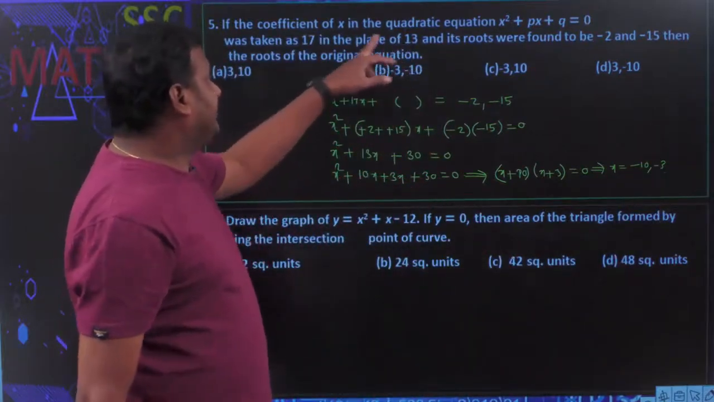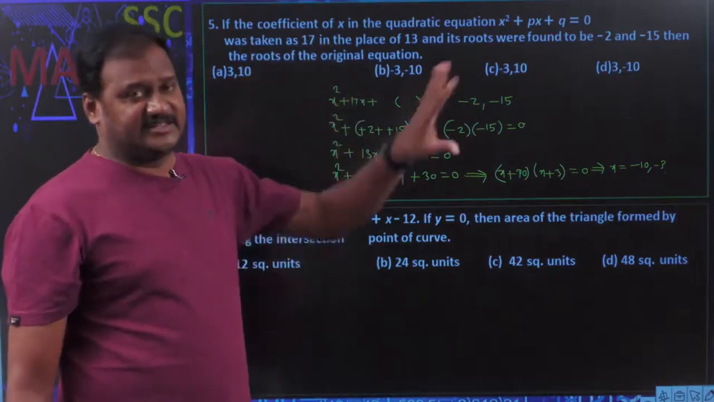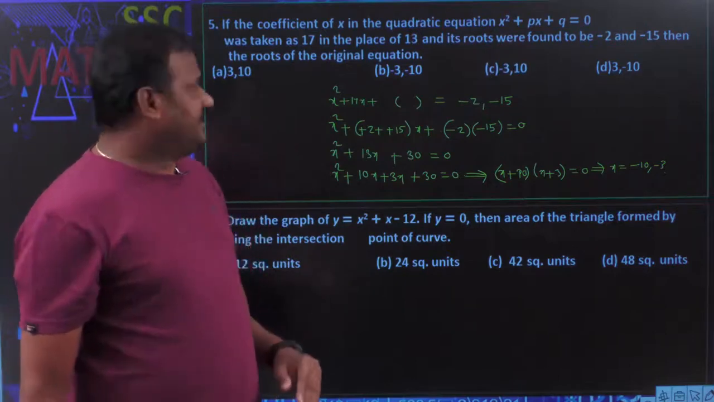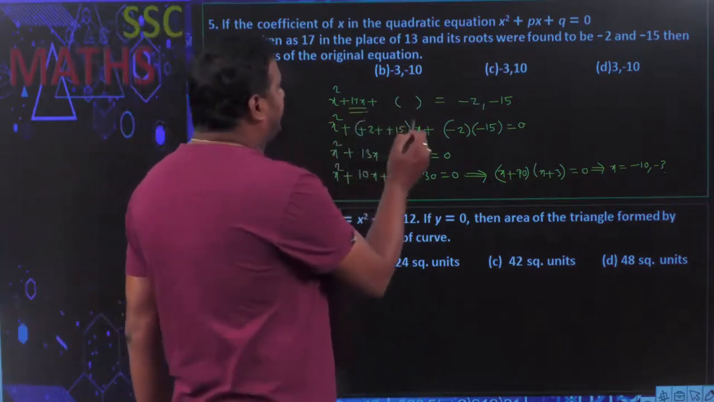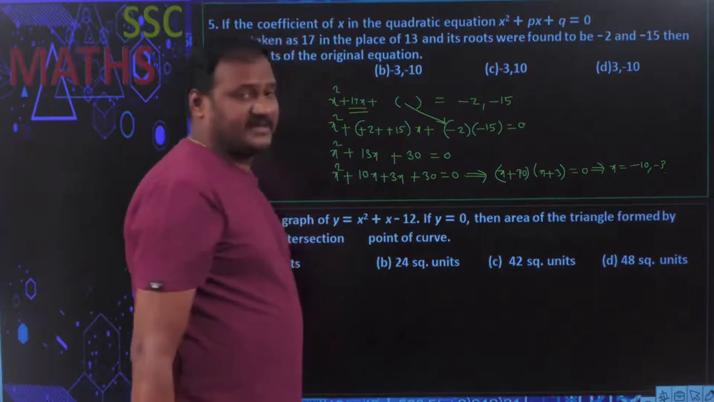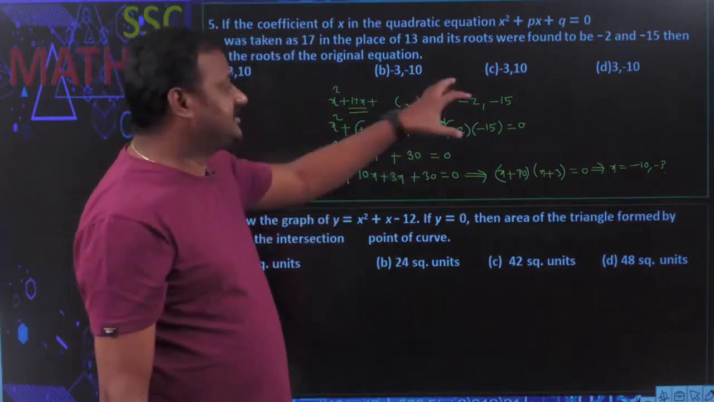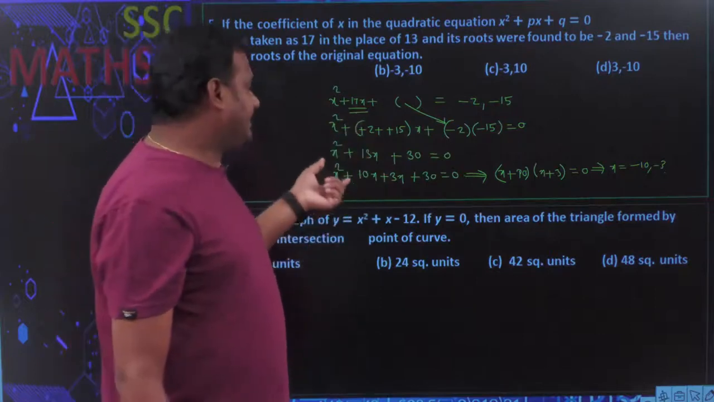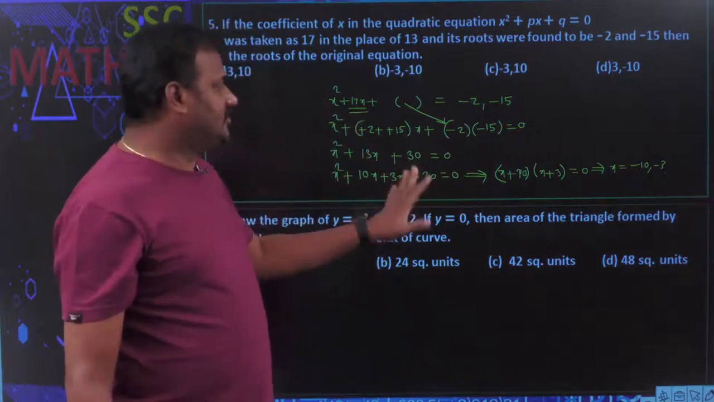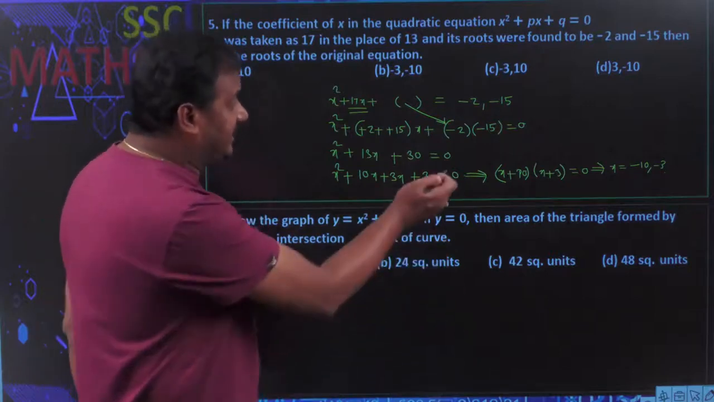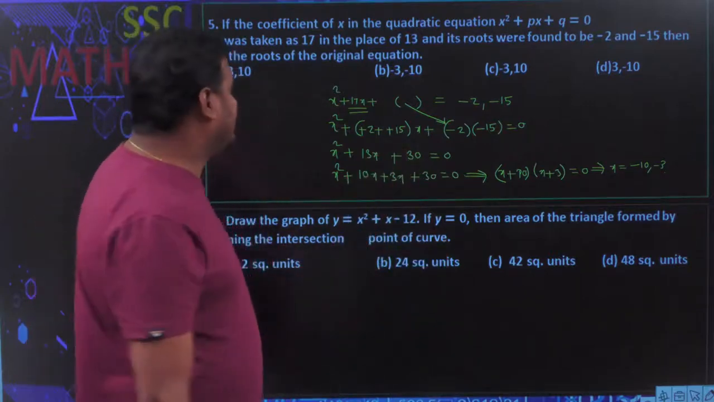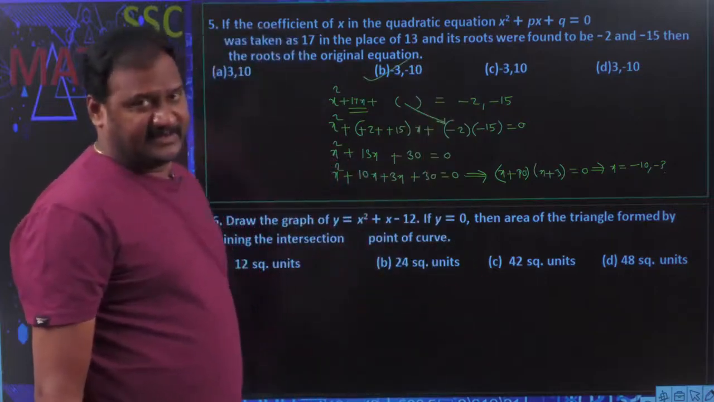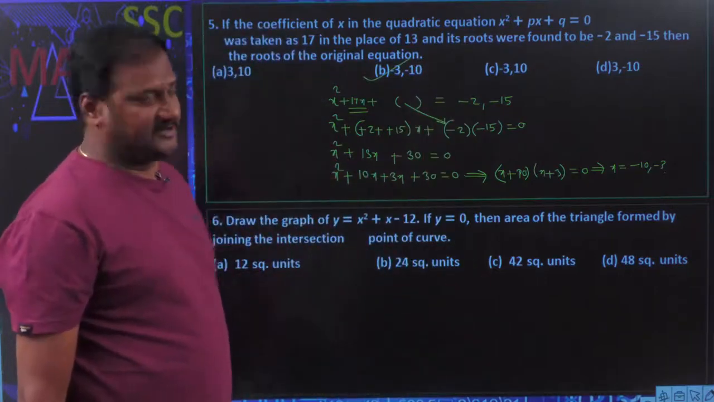If you take 13 in the place of 17, because it was 17, then the roots were found to be minus 2 and minus 15. Understand? Then with the help of this 17, you can easily figure out the constant term. So the constant term is the same. Now you will have to change the coefficient of x to 13. Accordingly, you will have to find out the roots. So this is the way of answering the problem. Therefore, the values of x are minus 10 comma minus 3. You understand? This is one of the most important problems.